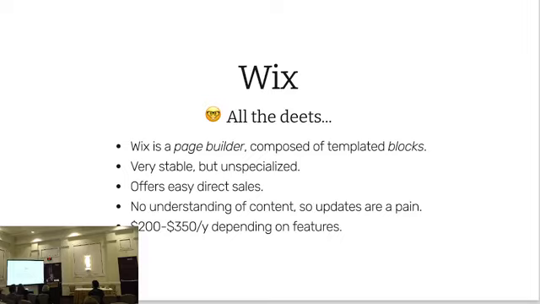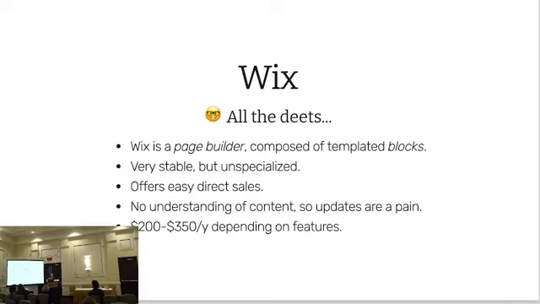One of the downsides of Wix is that updates are a pain, right? If you want to change the styles or you want to change some of the blocks on your site, you have to go to every single one of your pages and make that change. It's not going to automatically happen across the board. Wix is also more expensive than WordPress, but it's all right. Depending on which set of features you want, it's between $200 and $350. I think that's affordable. And certainly if you're at a point in your career where you want direct sales, that's definitely affordable.